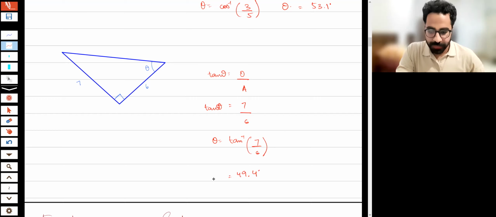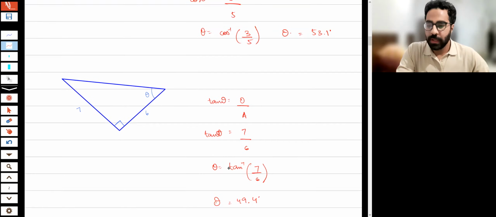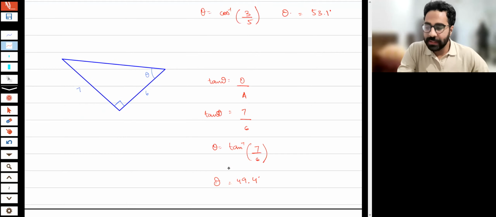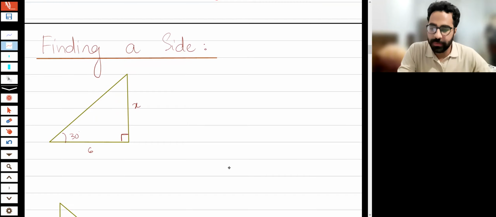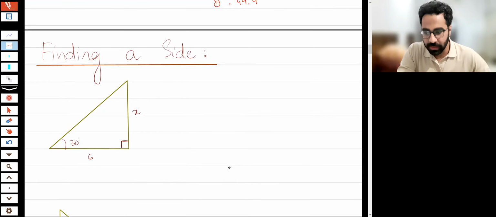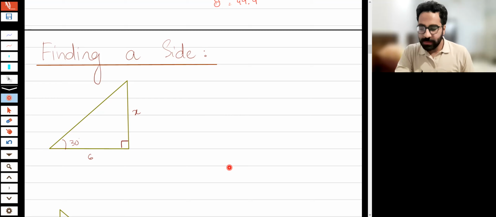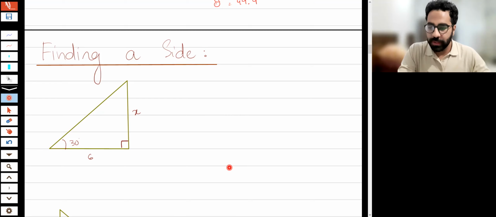Now we have learned to find angles. Now we will figure out how to find sides through trigonometric ratios. Again, the steps are still the same. It has to be a right angle triangle. I have to label my sides. I have to label O, H and A on my sides before I am finding anything. So first we have to see which side we need to find.